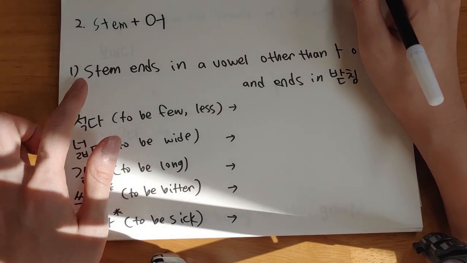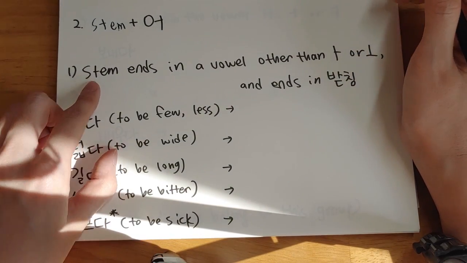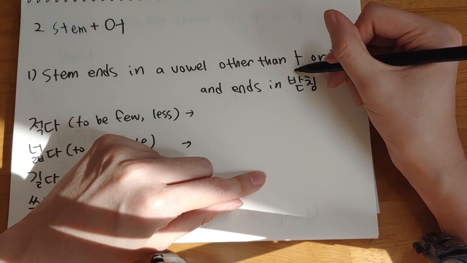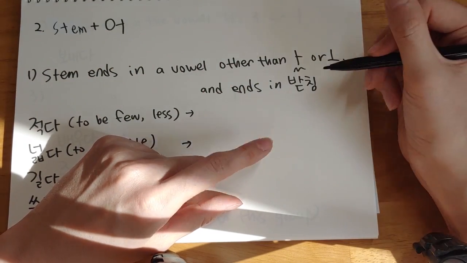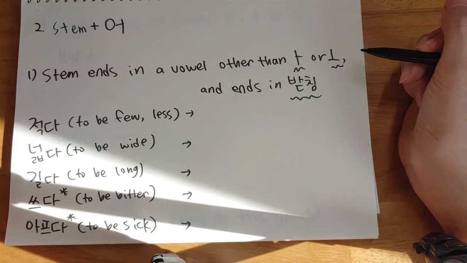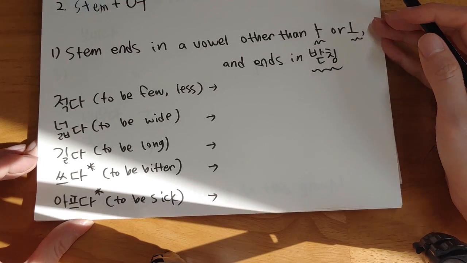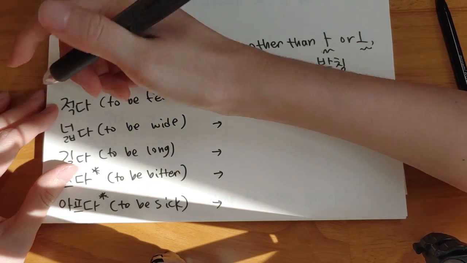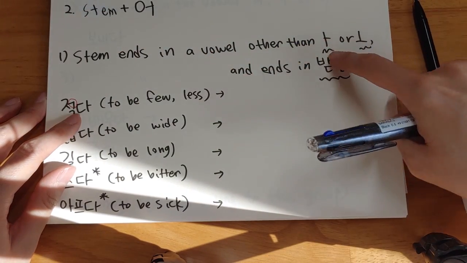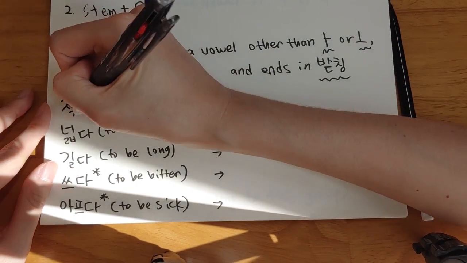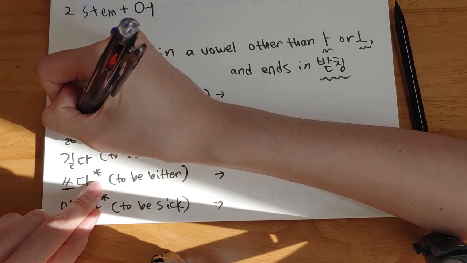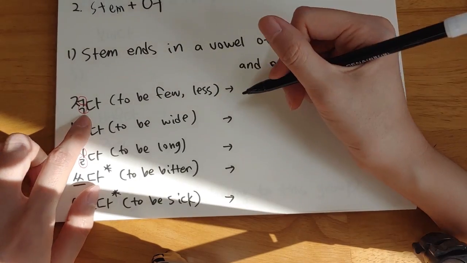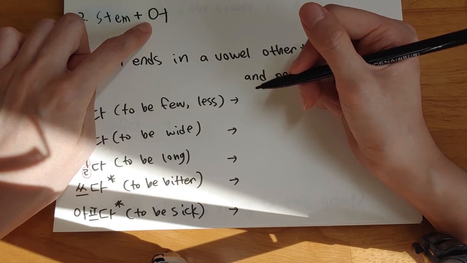And moving on to the second group, when 어 is placed after a stem when conjugated in present tense. And the first subgroup is the stem ends in a vowel other than 아 or 오 and ends in 받침. So the perfect examples of adjectives like this are 적다, 어 vowel, right? Not 아 or 오 and it has 받침. 넓다 as well. 길다 as well. So for this, you have to put 어, right?